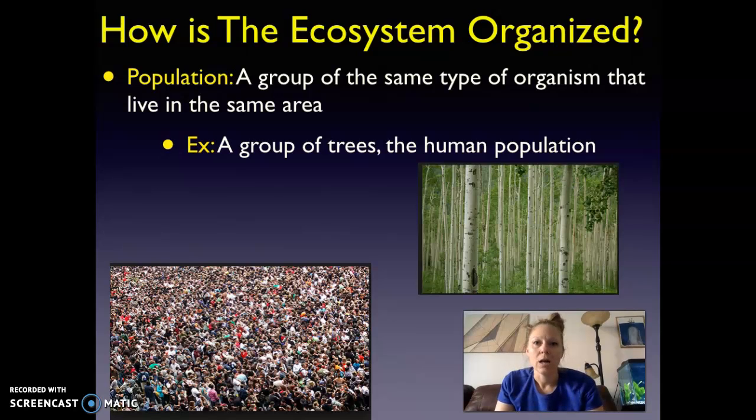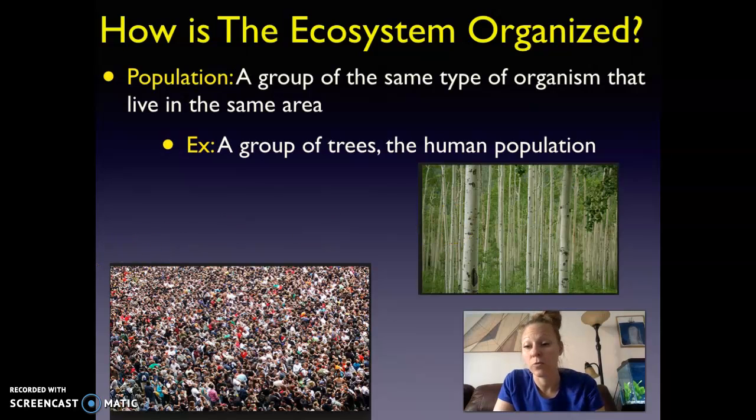So if we get a group of the same kinds of living things within an area, we're going to call that a population. So here we have all of the people in New York City is a population. We could say all of the aspen trees in Colorado. That is a population of a different type of tree. And so when you have the same type of organism within a specific area, we call that a population.